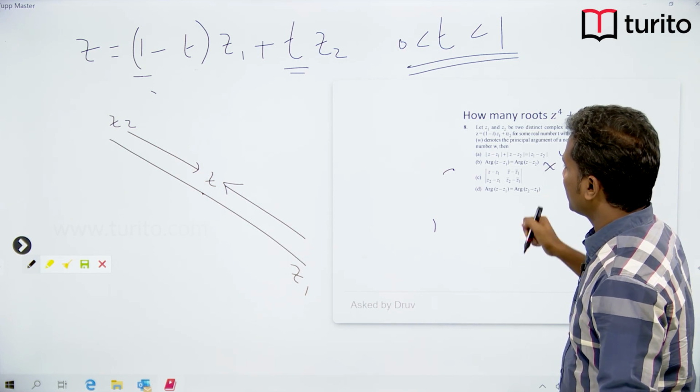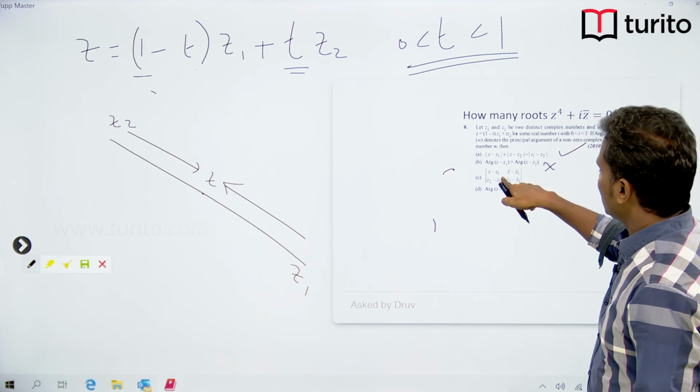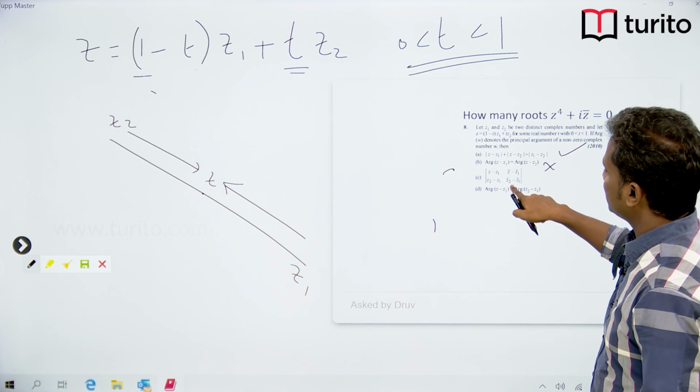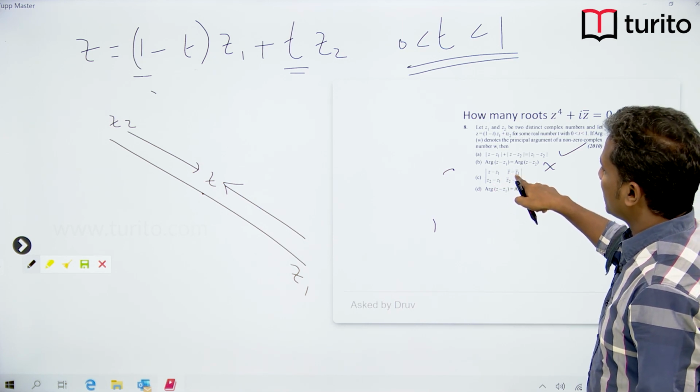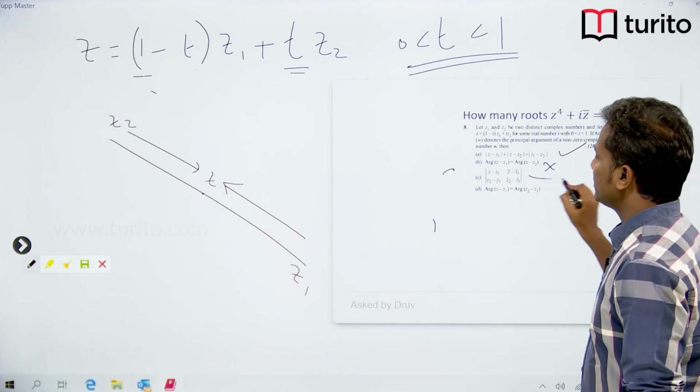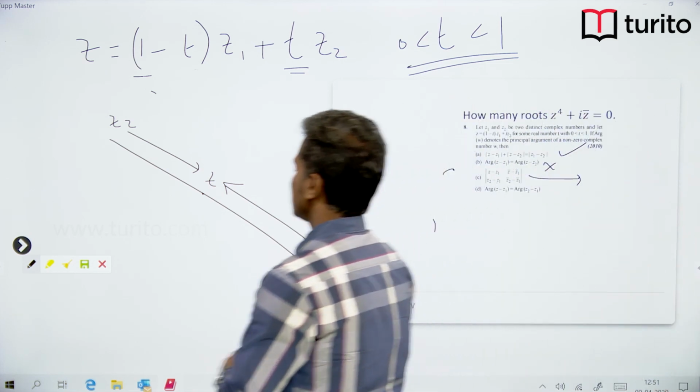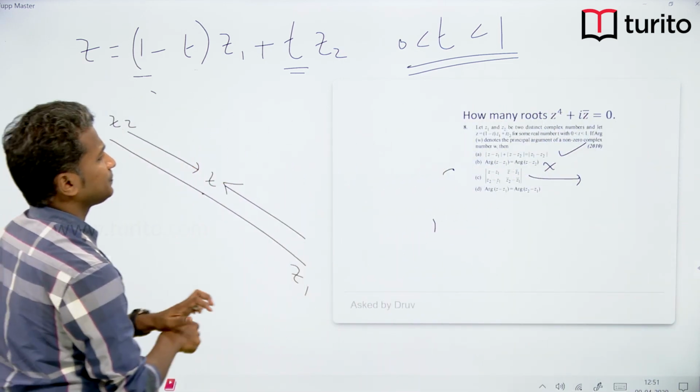So, the second is wrong. Now, the third: modulus of z minus z1, z bar minus z1 bar. This is basically the equation of a line. If we just simplify this, we will get something like this.